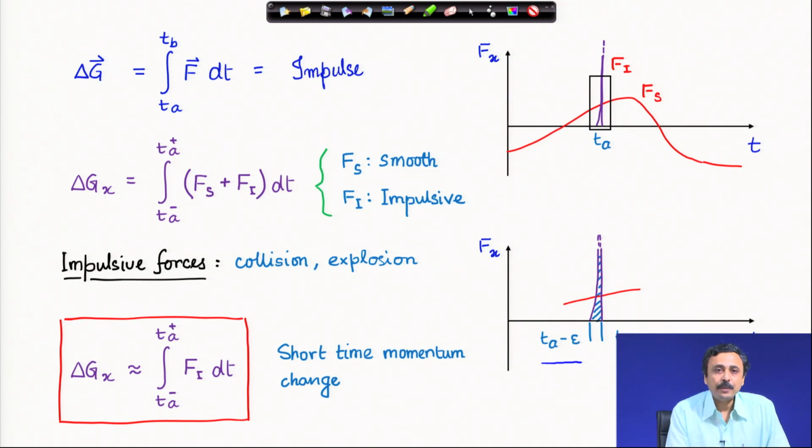Therefore, the short time momentum change is given only by the impulsive forces. The short time momentum change from T A minus to T A plus, where T A is the time at which the impulsive force has acted: the integral of F I dt is something finite, whereas over the same time interval the contribution of the smooth force is almost 0, negligible compared to what the impulsive force can contribute. Therefore, the change in momentum of the particle will come only from the impulsive force. The smooth forces do not contribute appreciably, but remember, this holds over this very short time interval.